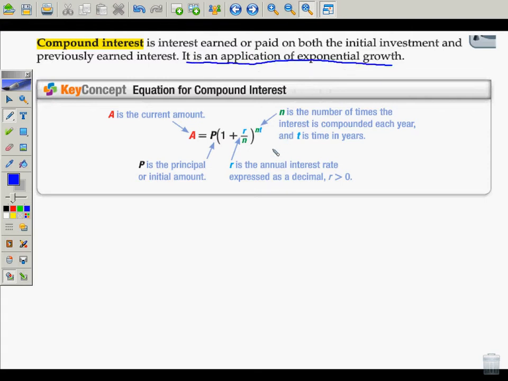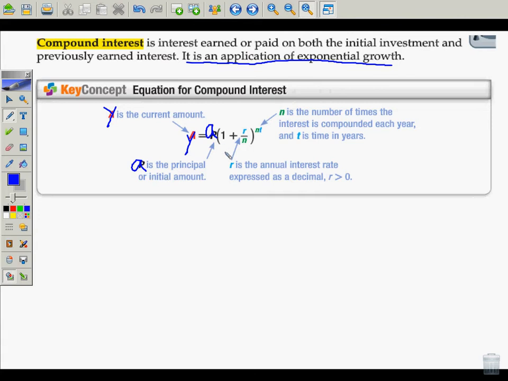Compound interest is an application of exponential growth. It's just a special case of exponential growth. So here's our equation for compound interest. This might be a little confusing because A is the current amount and P is the principal amount. If it makes it easier, just cross out the A and put a Y, and then put an A in for the P, so it's exactly like our formula was for exponential growth. That will make A your initial amount. Okay? This is a little confusing the way they did it, so I don't really like that. So we're going to say Y is the current amount, and A is the initial amount.